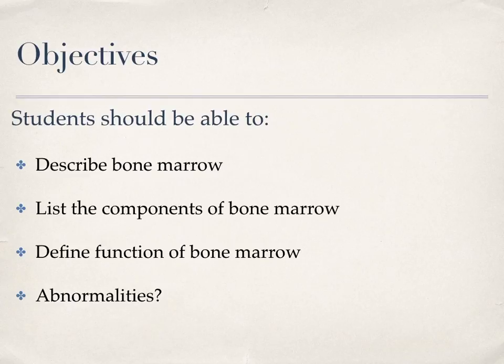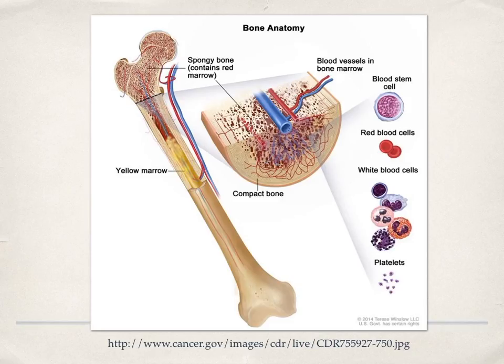Going back to that second objective, with listing the components, hopefully you'll be able to list the major components of bone marrow. In this image, you're given just a brief overview of bone anatomy, so it's something that I want you to keep in mind as we continue with our discussion.